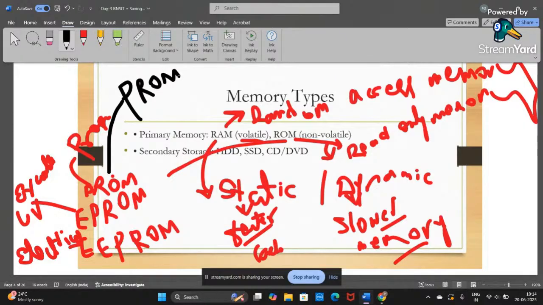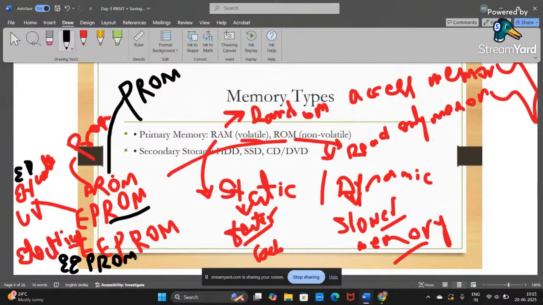So next, what is EPROM? Erasable programmable read-only memory. What is EEPROM? Electrically erasable programmable read-only memory. I'll repeat it again.